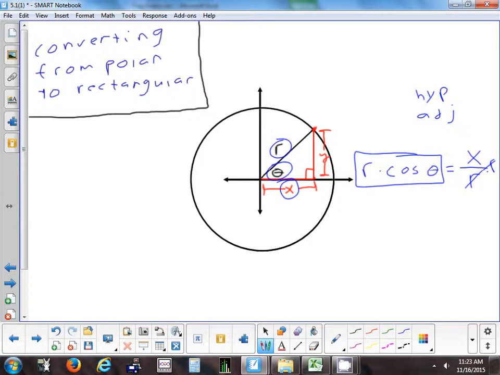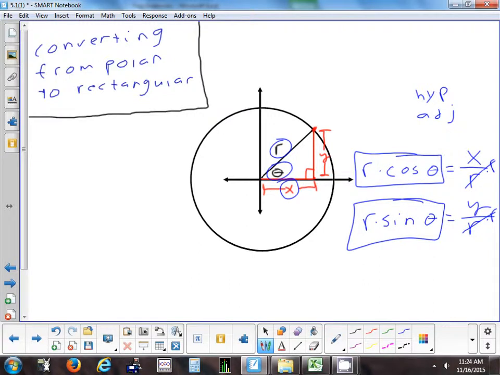Does anybody have a guess what y is going to be? The formula is very, very similar, except it's just a different function. It's going to be sine instead. When we set it up, sine is opposite over hypotenuse. We're going to do the same thing. Multiply both sides by r. And that's how you get your y value.